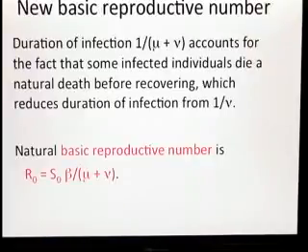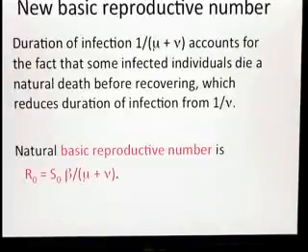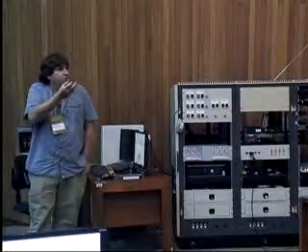Okay. What is the duration of infection? So before it was 1 over nu, the rate at which infectives become removed. So what is that rate? It's nu plus mu now. Right? That's the coefficient of I. So the period of infection, the duration of infection, now is different. It's 1 over mu plus nu. So it's smaller. And that's because some infected people die a natural death while they're in the infected class. So this is very natural.